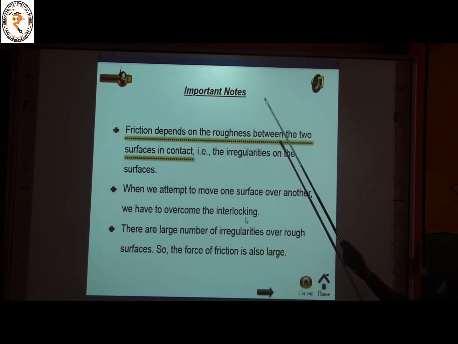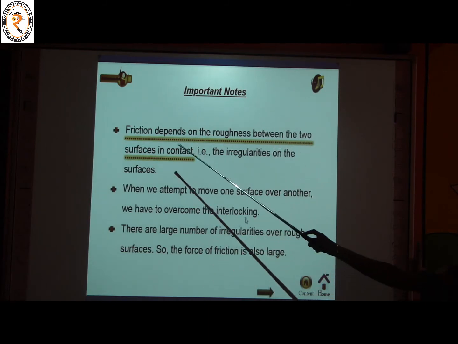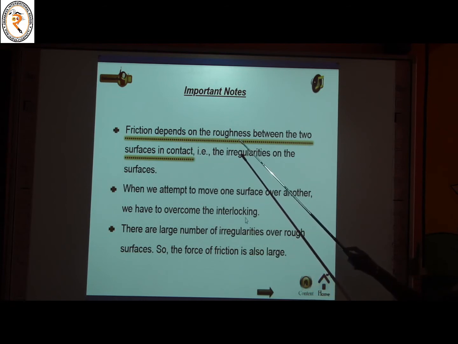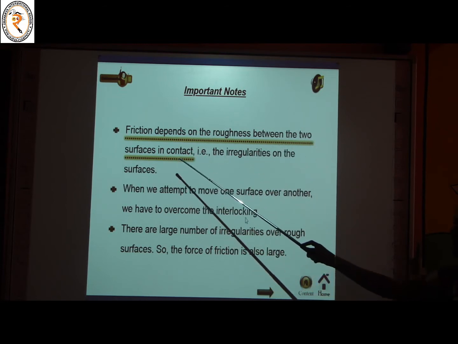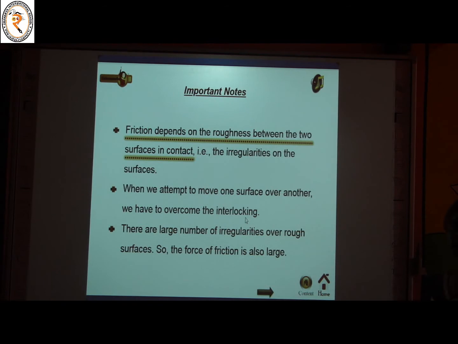Some important notes about frictional force. Friction depends on the roughness between the two surfaces in contact. So frictional force is a contact force. That is, the irregularities on the surfaces. The irregularities between the surfaces only cause frictional force. When we attempt to move one surface over another, we have to overcome the interlocking. There are a large number of irregularities.